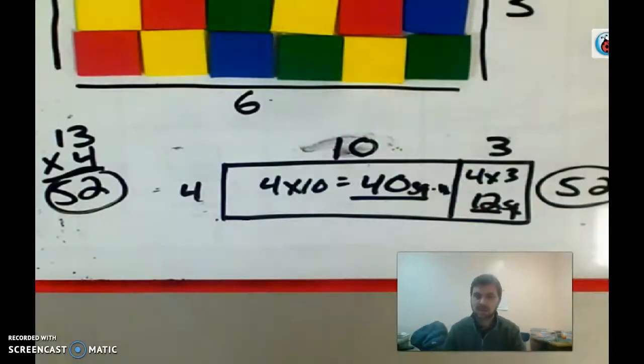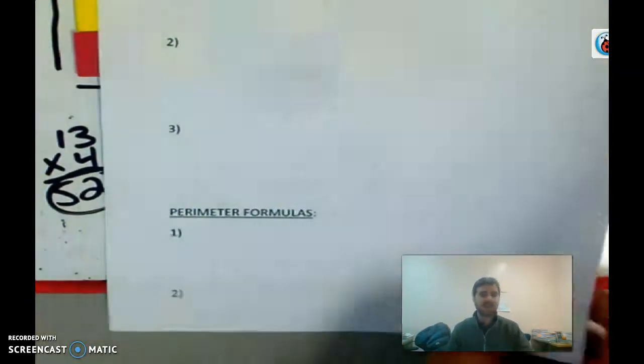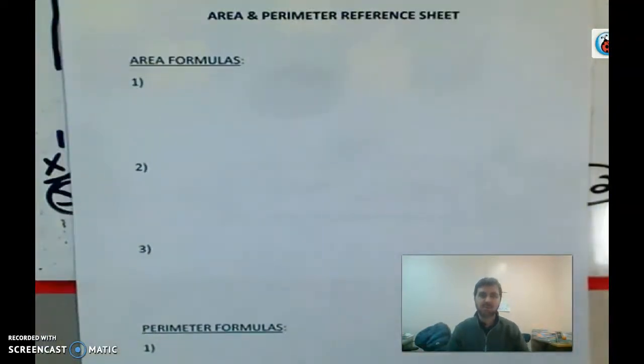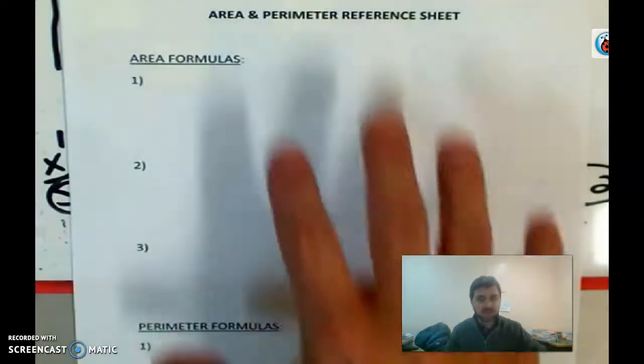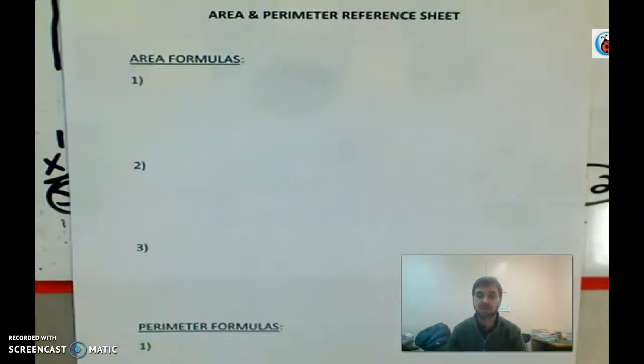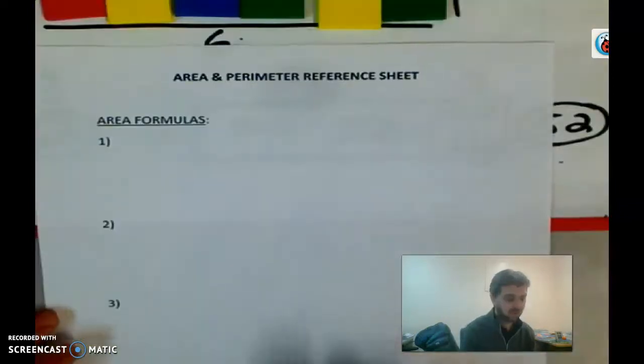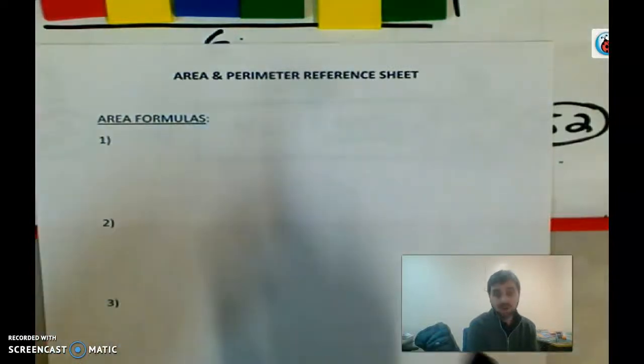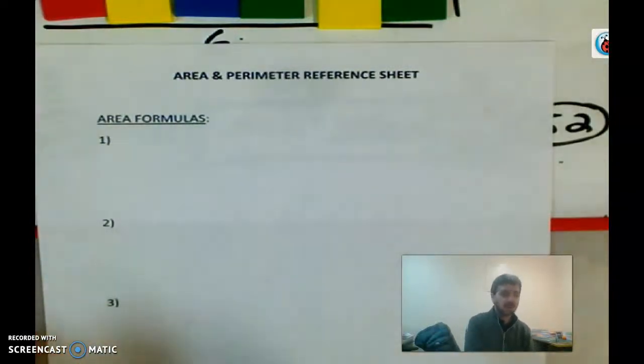Okay, so what I would like you to do is take out this paper. It's in your math packet. It says area and perimeter reference sheet. We're going to fill in part of that right now based on what we just talked about, and then we're going to do some problems. All right, so grab that and then come on back when you're ready. We're going to write down a few things here. You can use this as a reference sheet. Okay, that's what it's designed for.